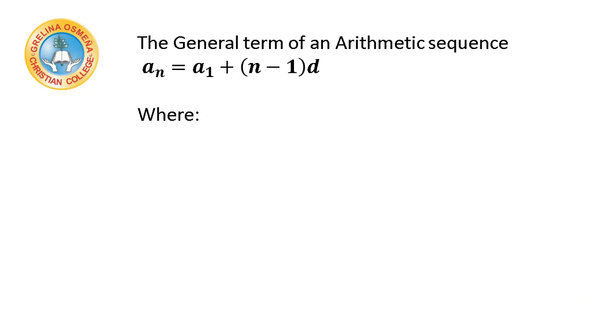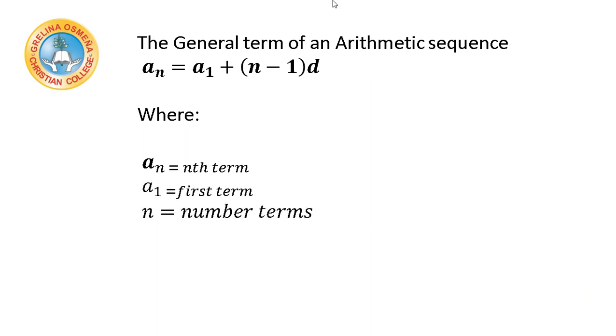The general term of an arithmetic sequence: a sub n equals a sub 1 plus n minus 1 times d, where a sub n is the nth term, so which term it is. A sub 1 is the first term, n is the number of terms, so they are related. Whatever you put there for n, that is the n for the number of terms. And d is the common difference. So we have an example.